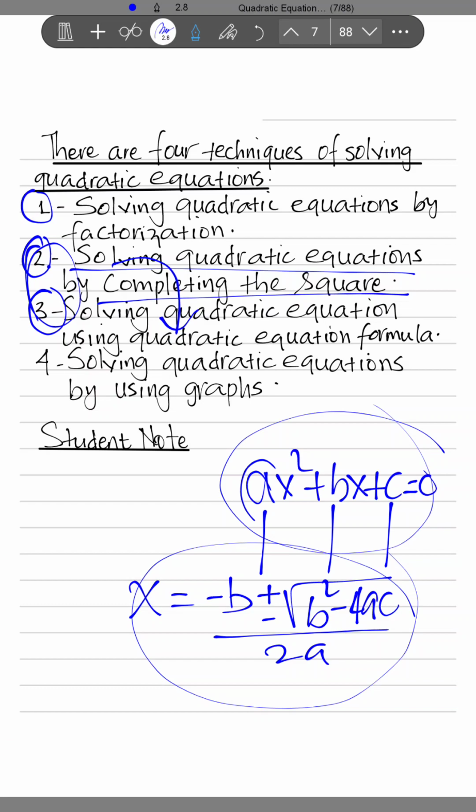The other one here is solving quadratic equations by using graphs. This is the last option, but it's much more interesting. There are more visual things to analyze and to understand. Let's go to the next page.